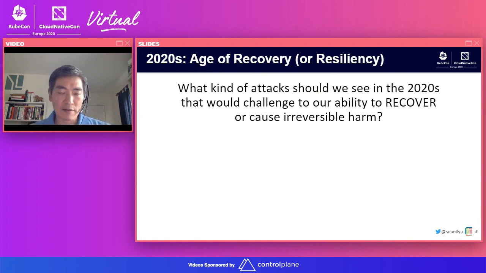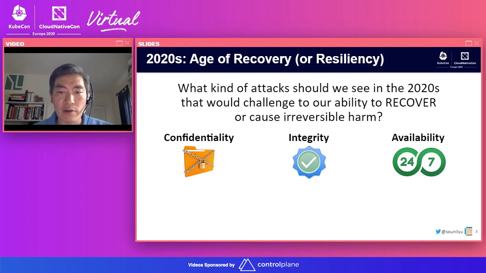And although it's the age of recover, I would also like to call it the age of resiliency. But what might the recover or resiliency era look like? Or more specifically, what kind of problems might we see in this era that will challenge our ability to recover? If we map potential challenges against the traditional security paradigm of confidentiality, integrity, and availability, then we can see potentially the different types of attacks that we'll see in the age of recover.